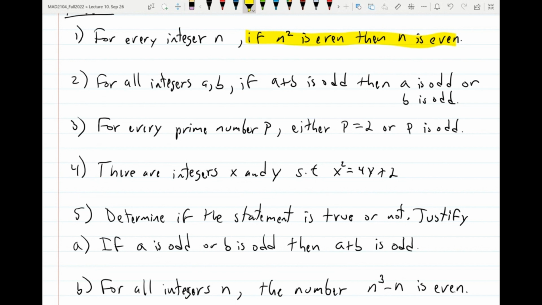So if you try the contrapositive of this statement, it's easier. Okay. Equivalently, what we can do is prove that if n is odd, then n squared is odd. That would be the contrapositive. And if we manage to do that, then we're good to go.